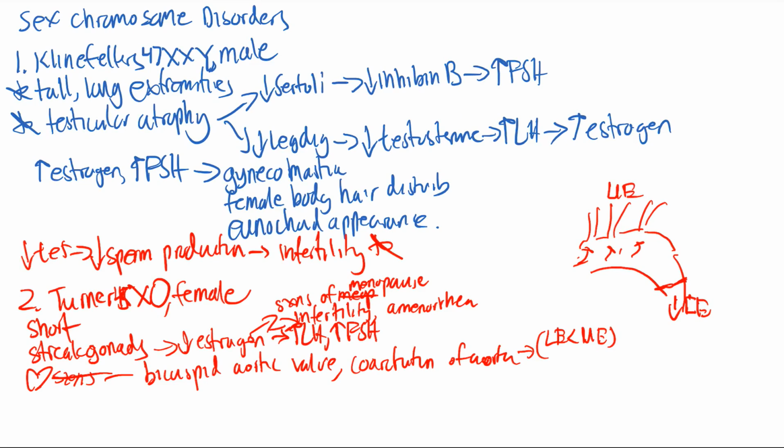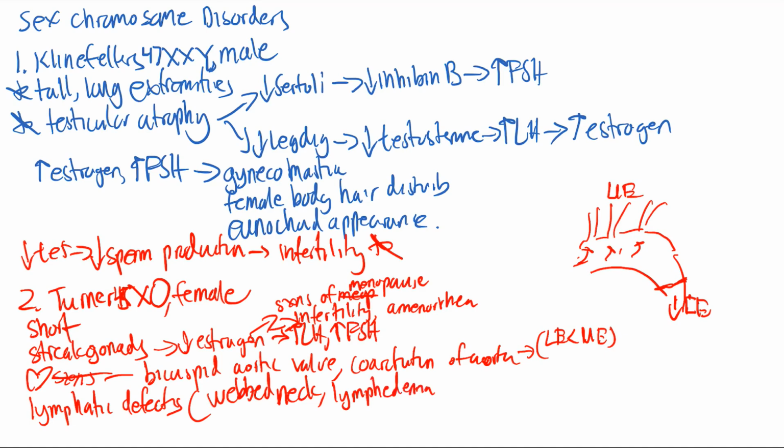And finally, you get lymphatic defects. So there's a couple of symptoms that are going to arise. You're going to get a webbed neck, because there's extra lymph in the neck, so it becomes widened. And then you're going to get lymphedema in the hands and the feet. And then finally, you're going to have a shield chest. That's a wide chest. And there's going to be no breast because, again, there's no estrogen. And finally, you can get a horseshoe kidney.